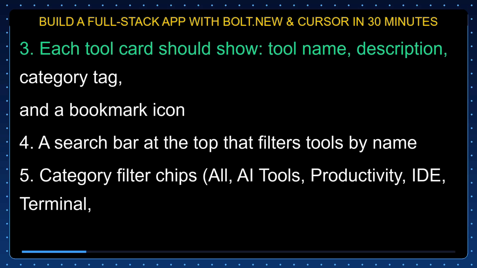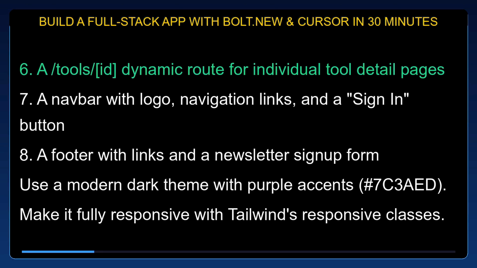4. A search bar at the top that filters tools by name. 5. Category filter chips: all, AI tools, productivity, IDE, terminal, testing, deployment. 6. A /tools/[id] dynamic route for individual tool detail pages. 7. A navbar with logo, navigation links, and a sign-in button. 8. A footer with links and a newsletter sign-up form.